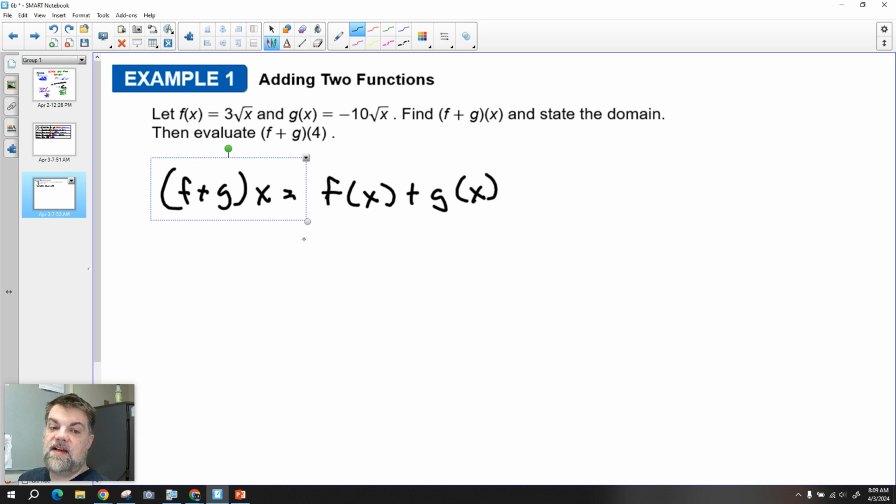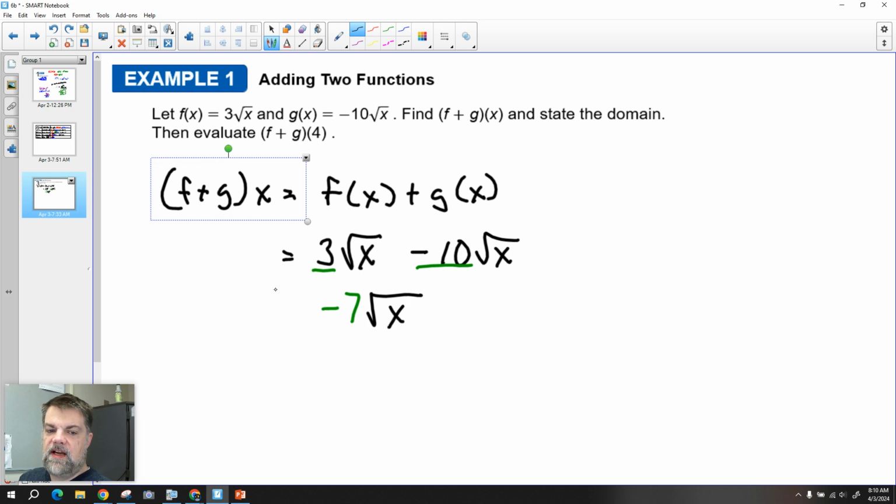Okay? So what is f of x? 3 root x. What is g of x? Minus 10 root x. Now technically we're adding those. So then remember, this is like combining like terms. In other words, if I have 3 root x's in my hand and somebody says you owe me 10 root x's, I can only give them the 3 root x's I have in my hand, but then I owe them how many root x's? -7. I owe them 7, right? And where that comes from is the fact that 3 minus 10 is equal to -7.